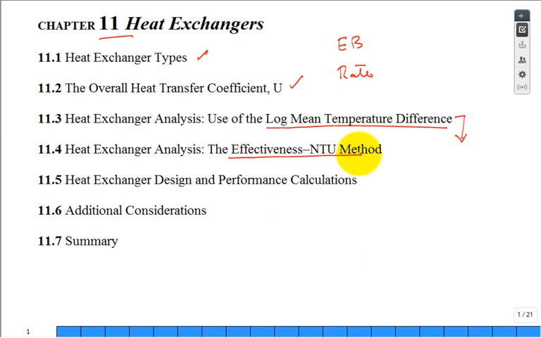a method that is like a second method. The first method for analysis of heat exchangers would be the log mean temperature difference method. And then the next method for analyzing heat exchangers is the effectiveness NTU method. We'll get into that.